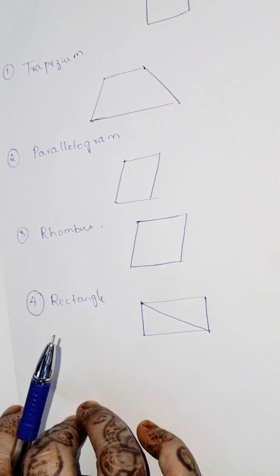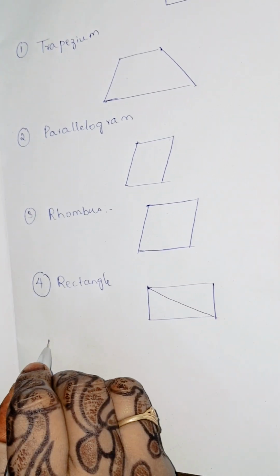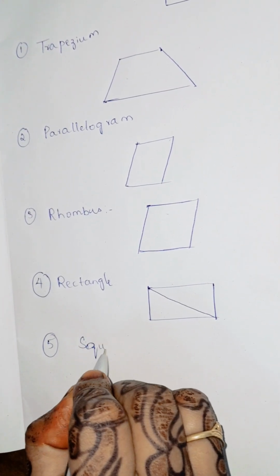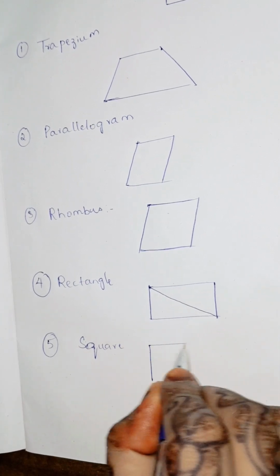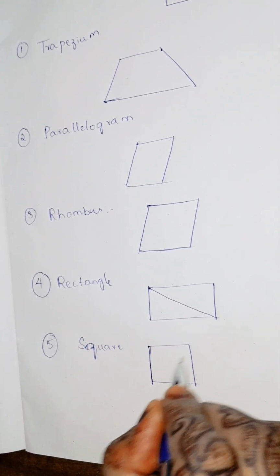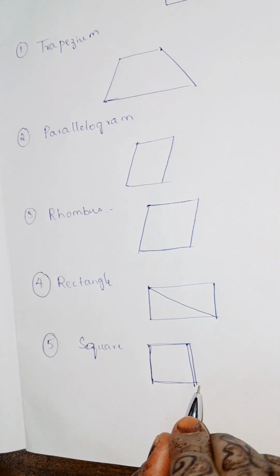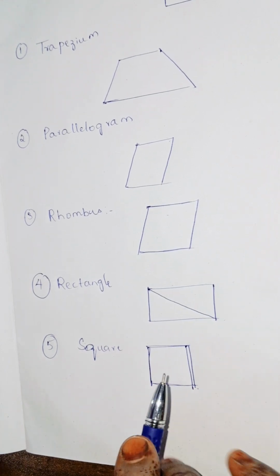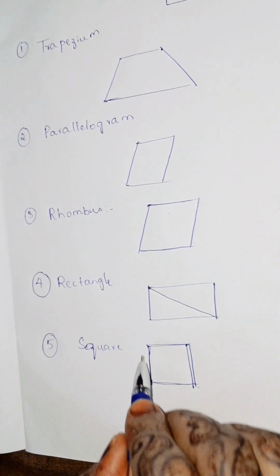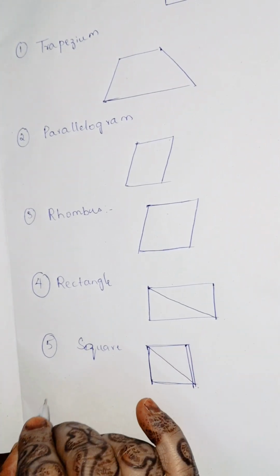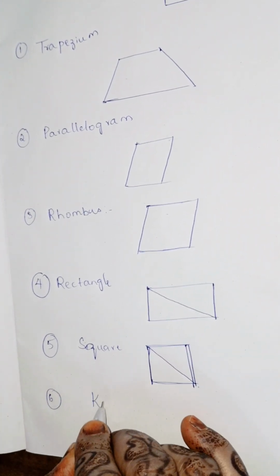The next is square. In a square, all the sides will be equal, where this will be equal to this, equal to this and this. So this will be a square. Adjacent sides will be equal, and also one angle will be a right angle.